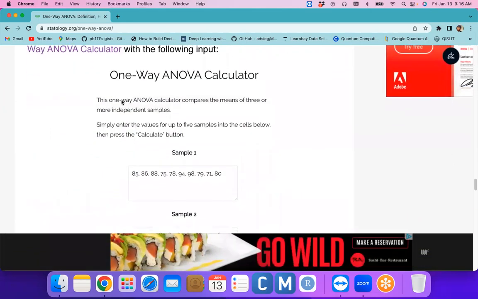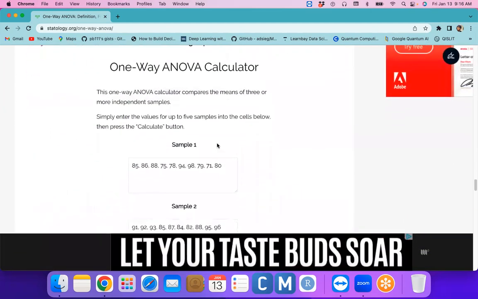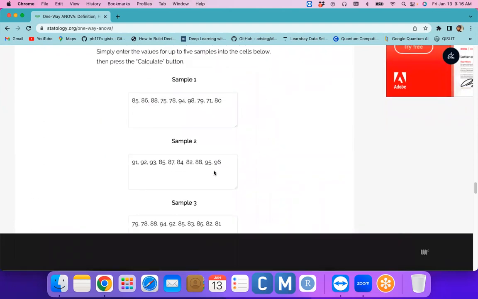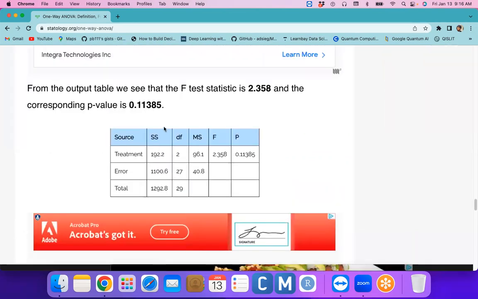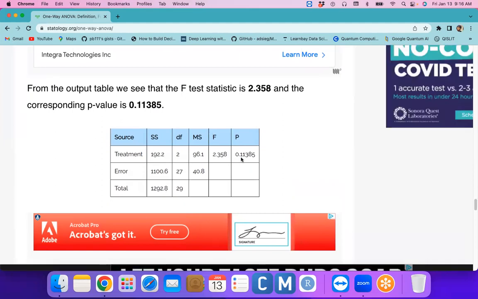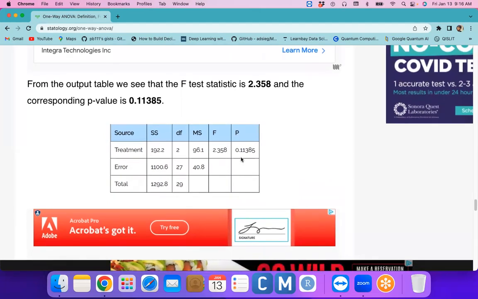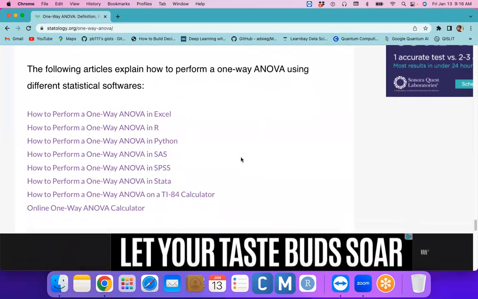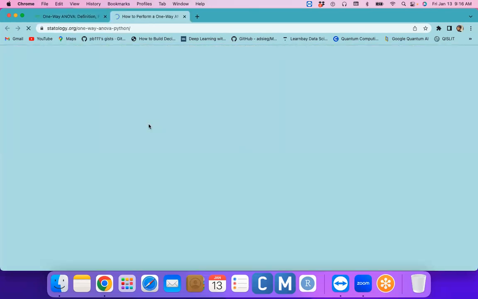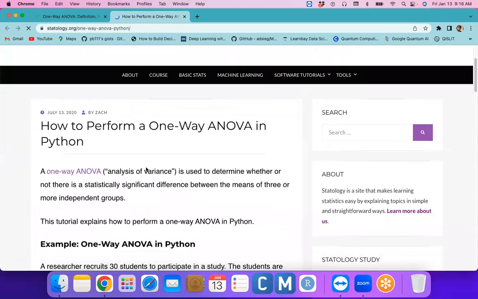So here, in the ANOVA calculator, this is the sample 1, this is your sample 2 data, this is your sample 3 data. When we do this, we get this kind of table, with the F value and the p value. If the p value is more than 0.05, then we say that the 3 groups of people are performing the same. Okay, the same thing we want to do with the help of the Python programming language.